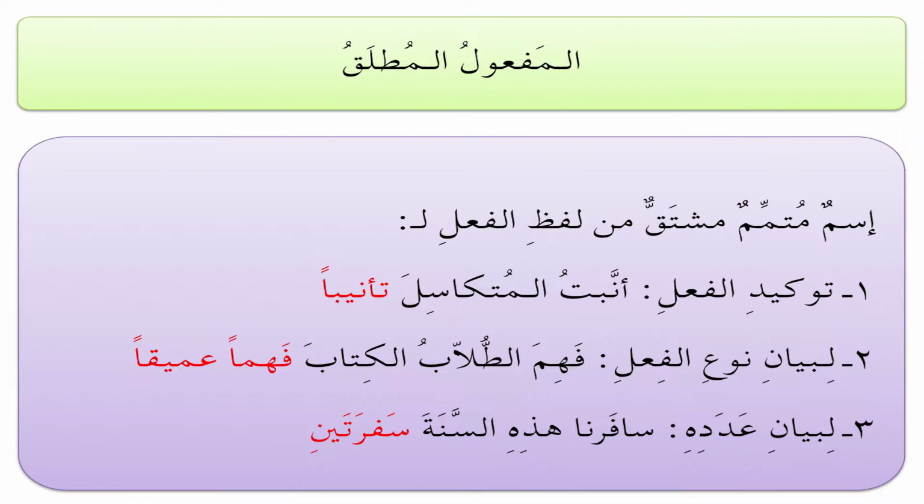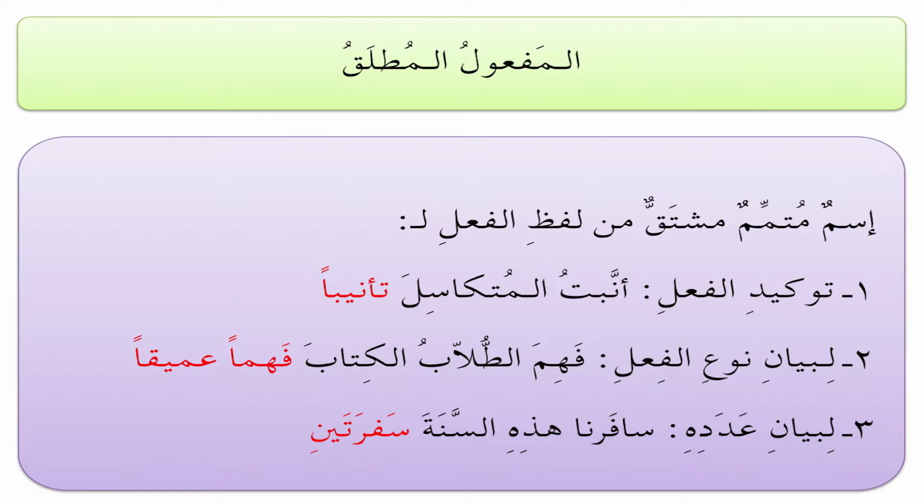أولا توكيد الفعل. First, to emphasize the verb. أنبت المتكاسل تأنيبا. So أنب is to reproach, to reprimand. And المتكاسل is somebody who's not usually lazy, but suddenly got lazy. And تأنيبا here is the masdar of the verb أنبت. In this case, it's used for emphasis. يعني, I really gave him a big lesson, right? I reprimanded him strongly.